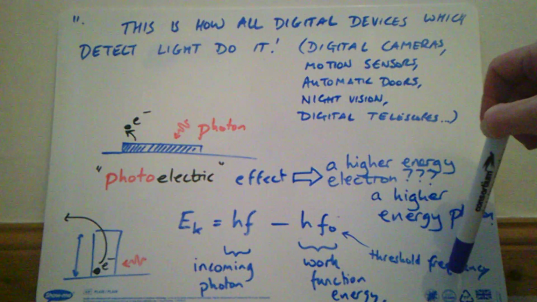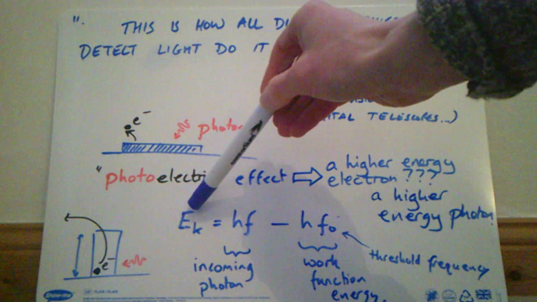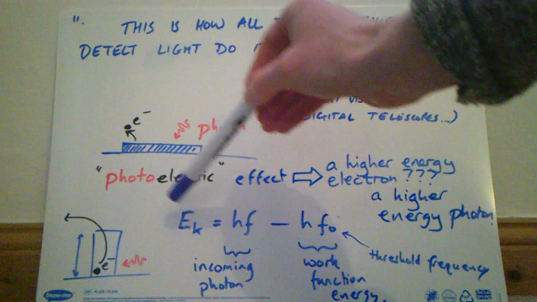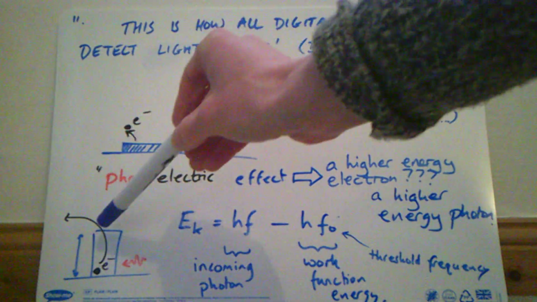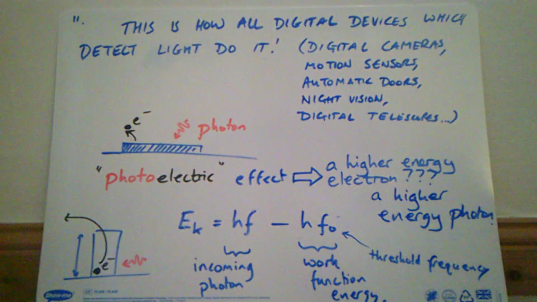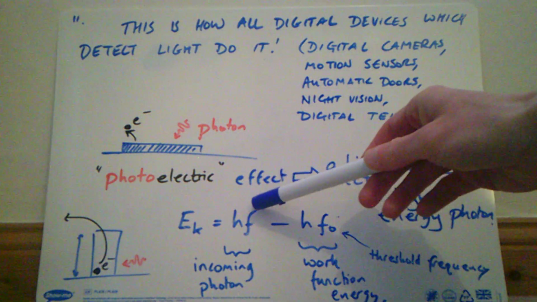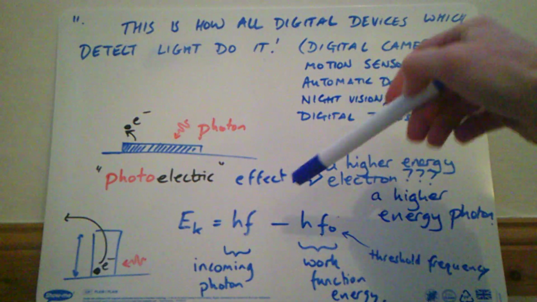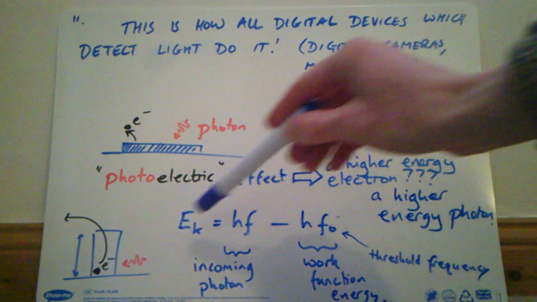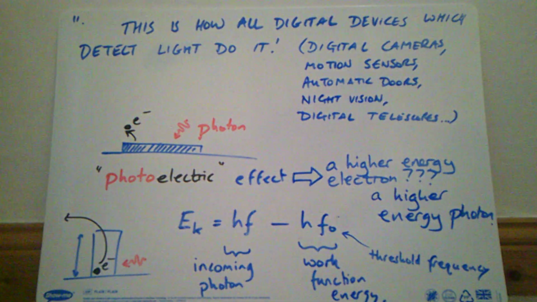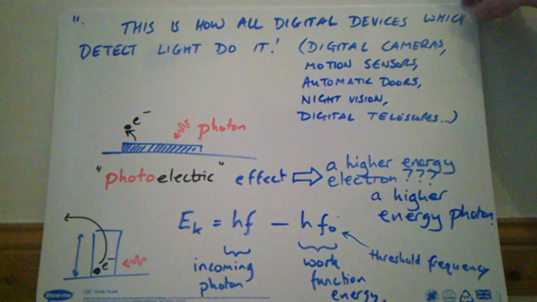So the kinetic energy given to the electron once it's got out of the block of flats is, if you like, the leftover energy. If you've got an incoming photon which has a lot more energy than the minimum needed, then that excess, that leftover energy gets given to the jumped out electron. It's sometimes called a photoelectron.